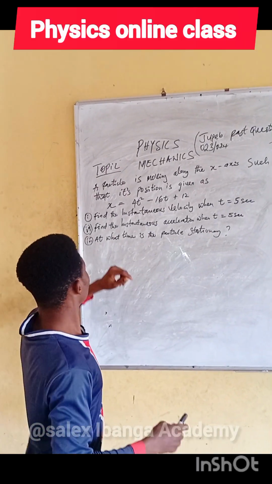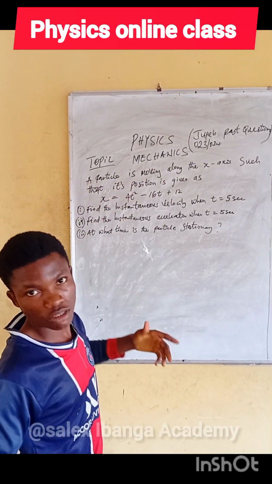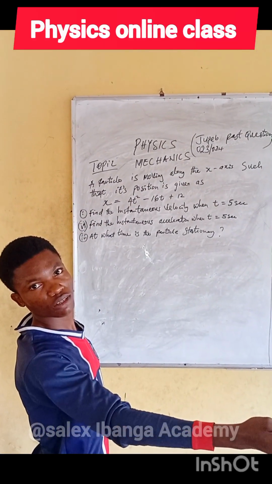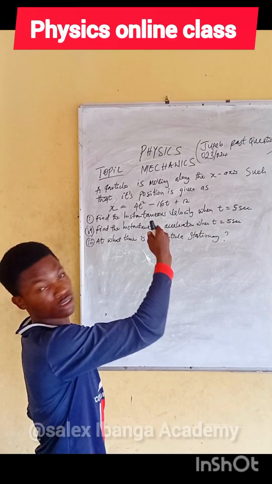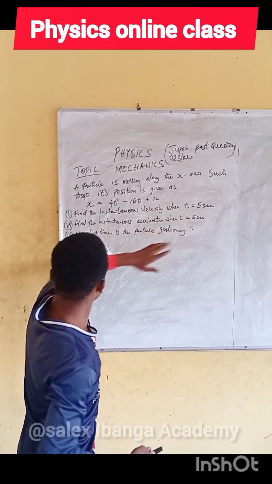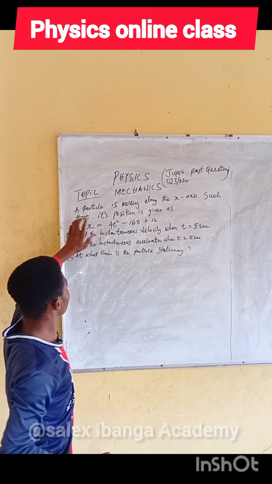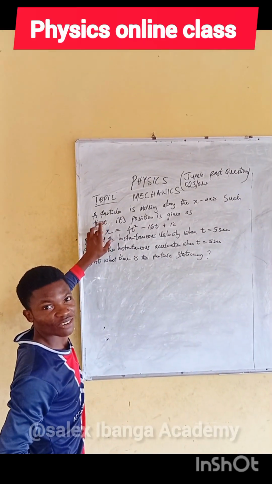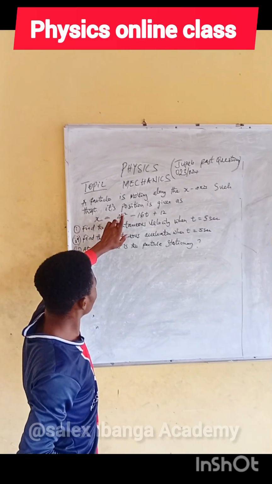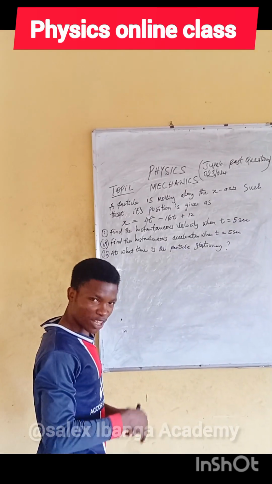So now, let's look at this question. The question says a particle is moving. That means dynamics; this particle has to be in dynamics. A particle is moving along the x-axis such that its position is given as, that means this is the equation, that is the distance or displacement, x equals 4t squared minus 16t plus 12. We have been given the equation.